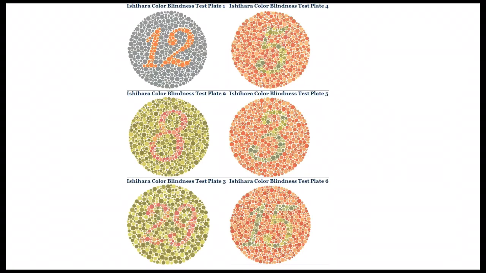In that QR code test, you'll get examples similar to these types of images. Some of them in the test are fake to ensure you're doing the test properly. Some of them are to distinguish between different types of color blindness. If you are colorblind, you might see the wrong number or no number present at all.